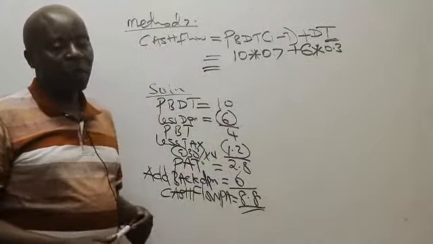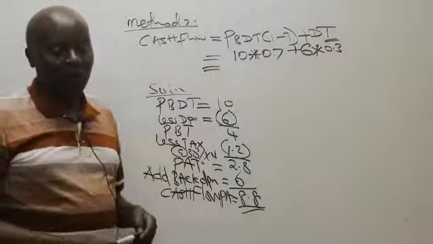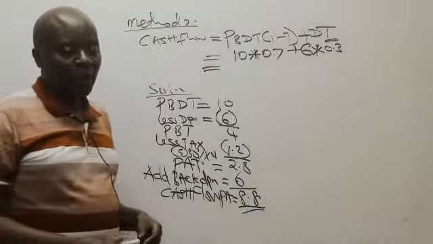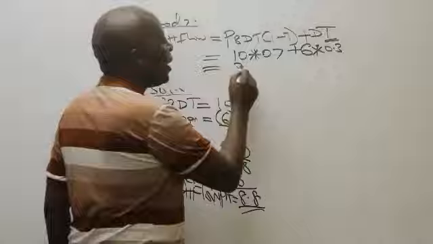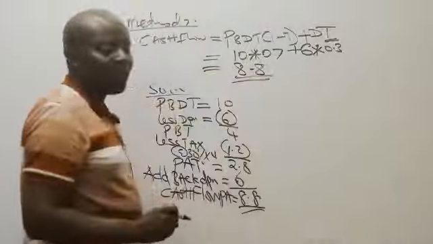What will be your cash flow per annum? Kindly, what will be our cash flow per annum? Somebody is telling me it is 8.8. Thank you very much. It is 8.8, like that.